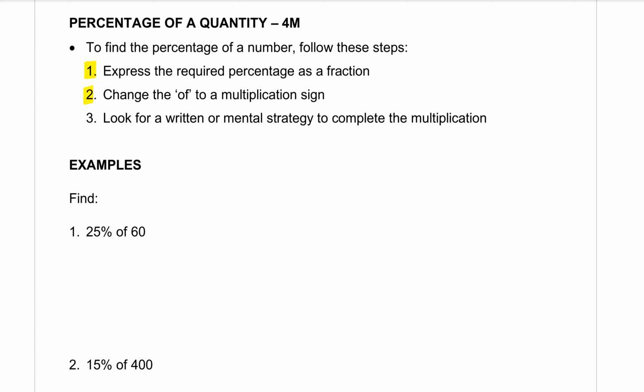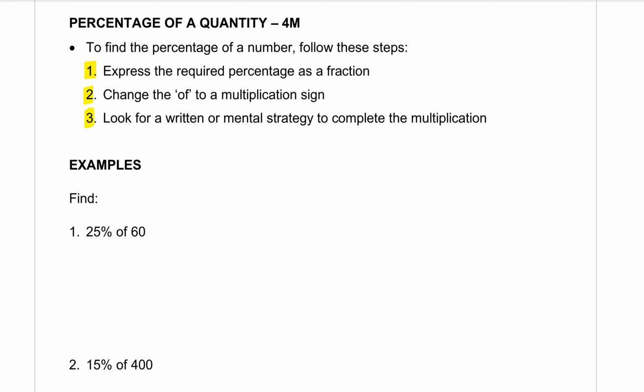We change the word "of" to a multiplication sign, and then we need to look for an appropriate mental strategy to try to calculate from there. What the question is will determine what might be the easiest way to proceed. Let's have a look at a couple of questions.